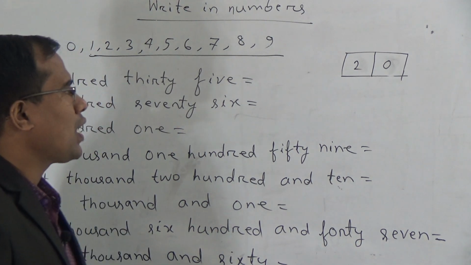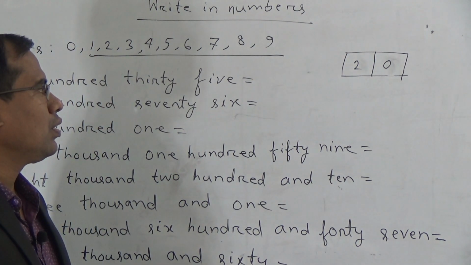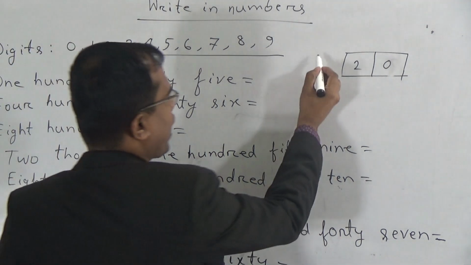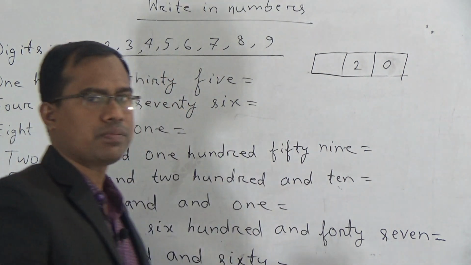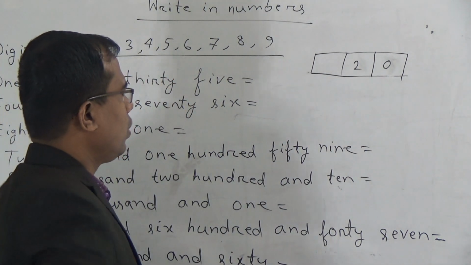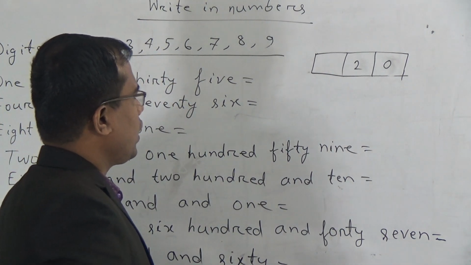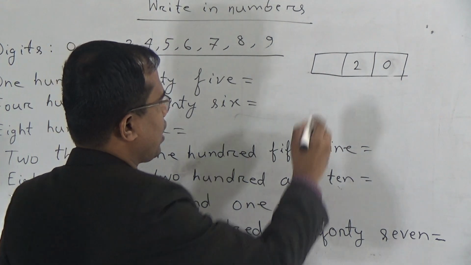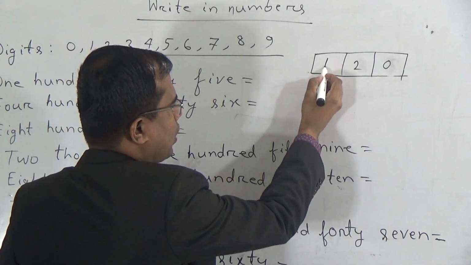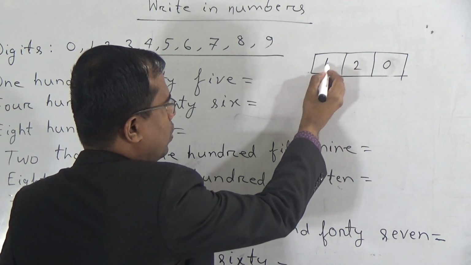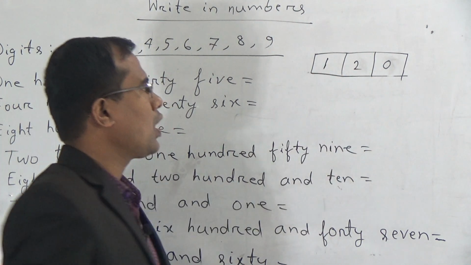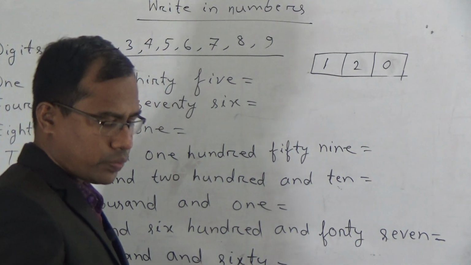And if we want to write 100, then we have to take another place whose name is hundreds place. Okay, if we write 120, then in hundreds place we just write 1. That means 1, 2, 0. By this we can symbolize 120.